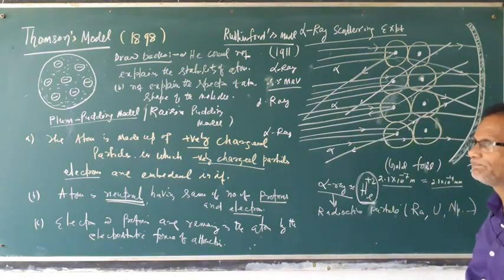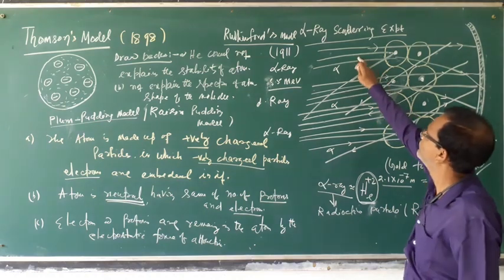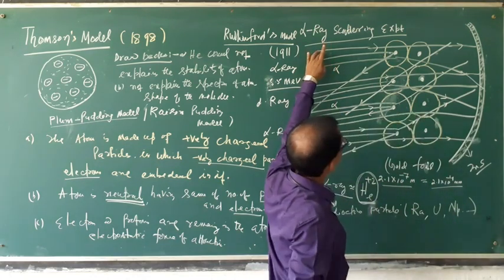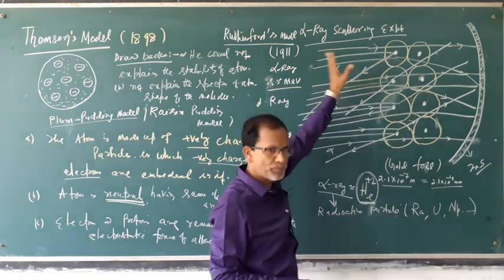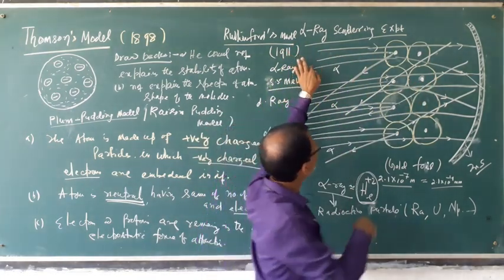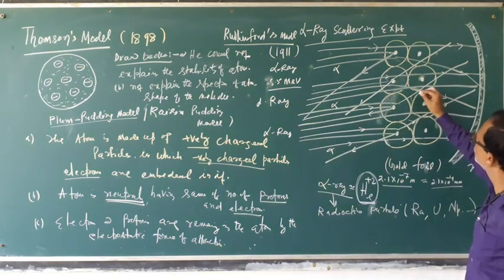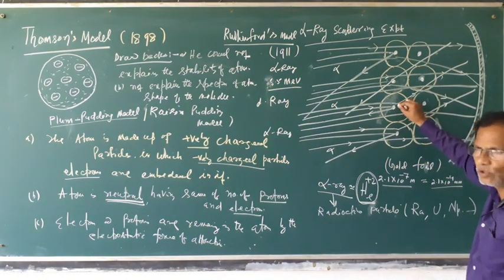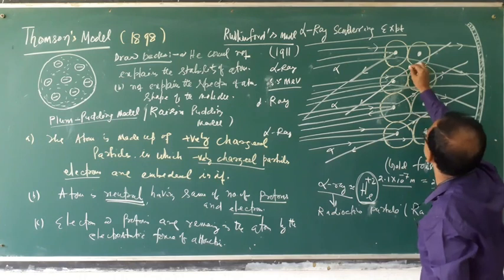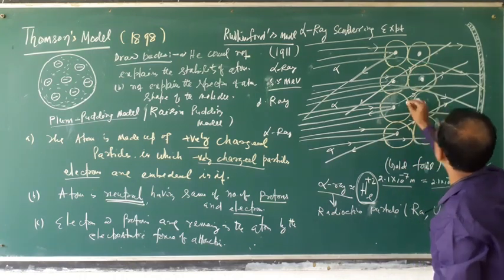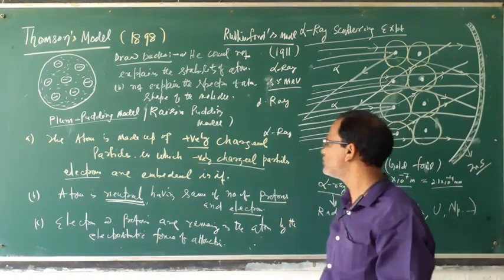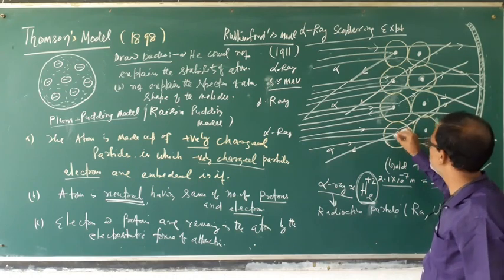Very few rays, that is less than the particles passing straight, pass through the gold foil. Few rays undergo deflection after passing through the gold foil, so there is a change in direction. The direction is changing like this. It is also observed that the ray moves toward the center of the atom.